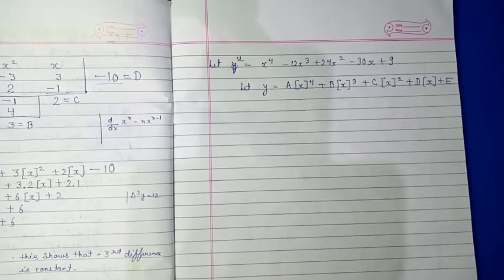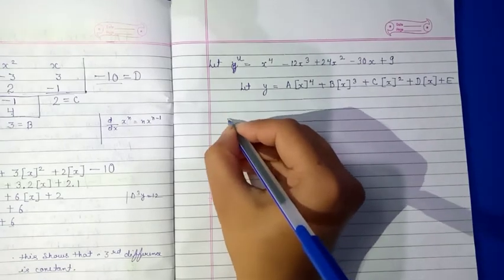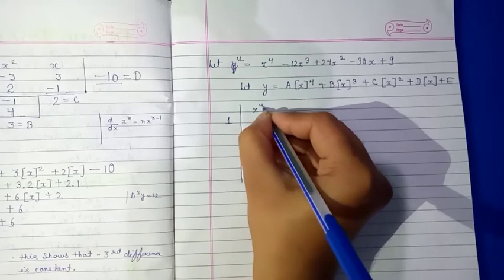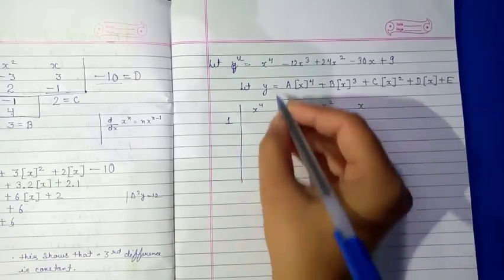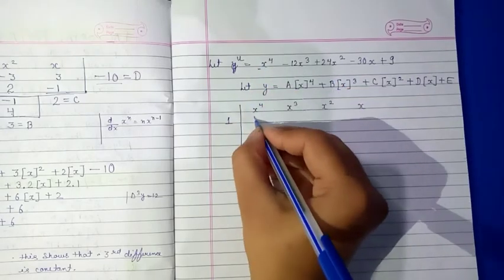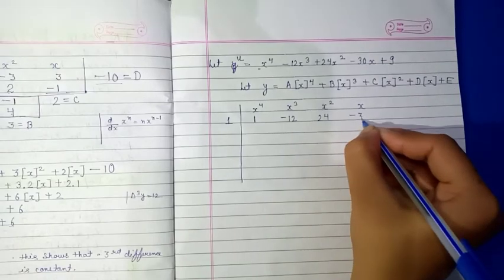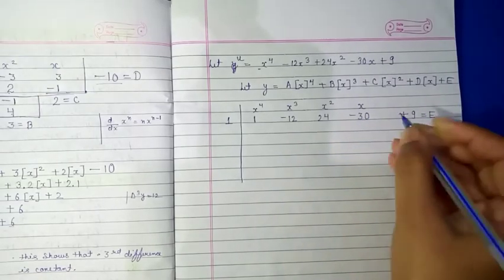Now what will we do? We will do synthetic division. How will we do synthetic division? First we will write a. Here we will write x to the power 4, x cube, x square, x. The coefficients are 1, minus 12, 24, minus 30, plus 9. This 9 is known as e.